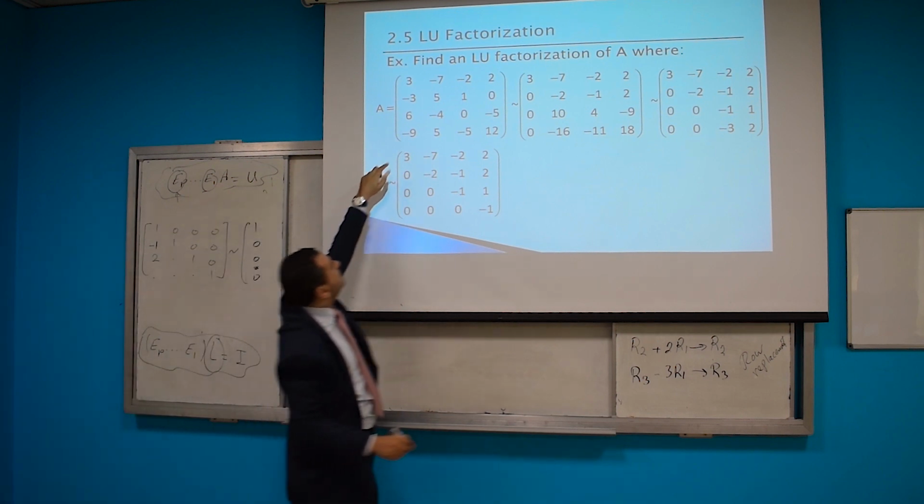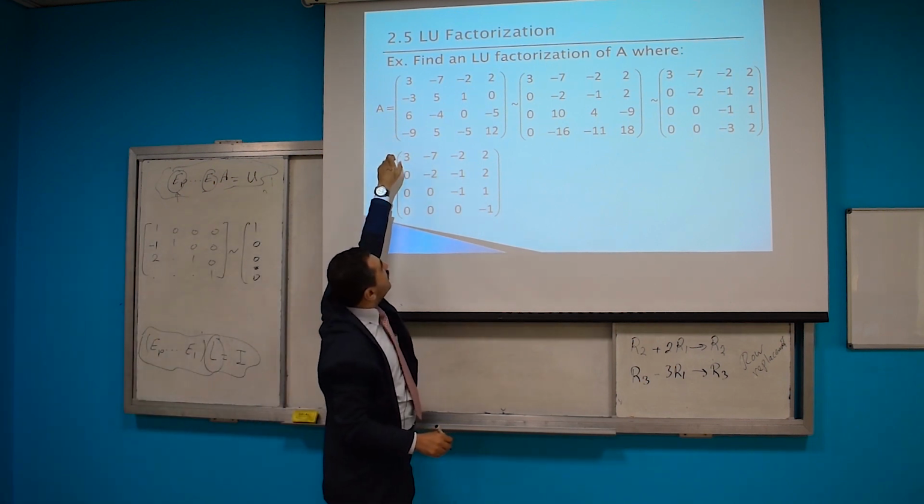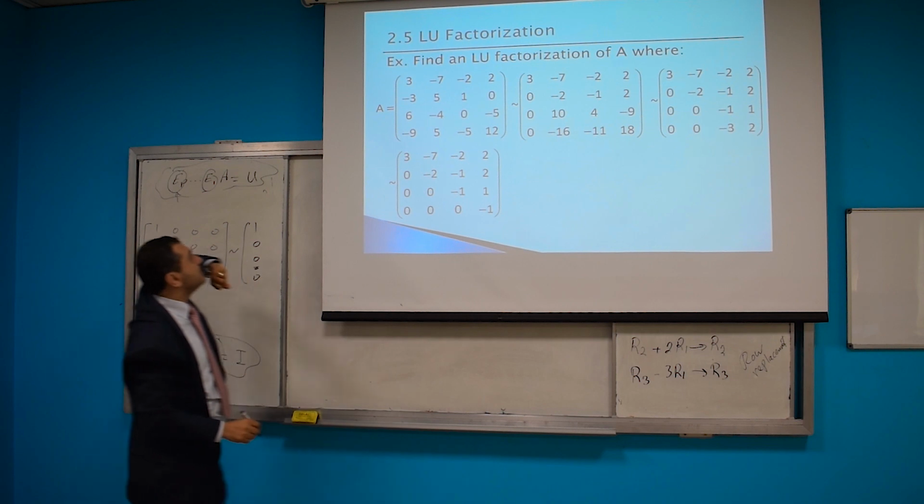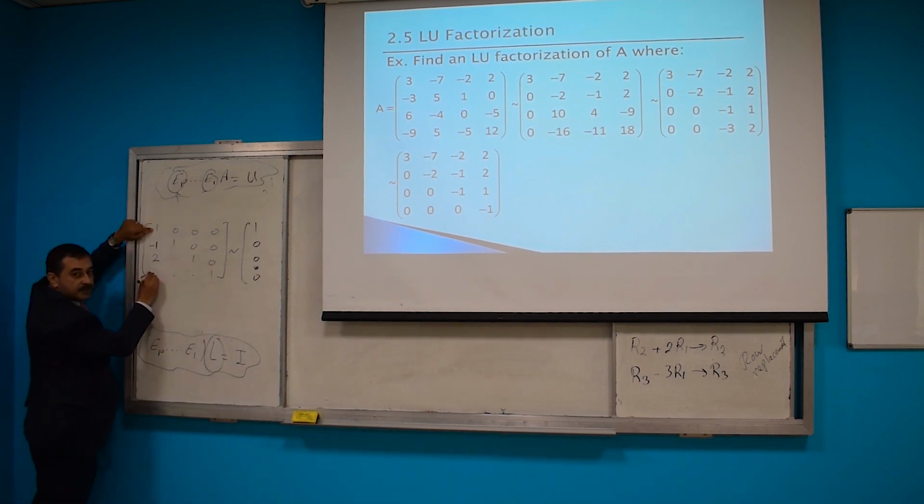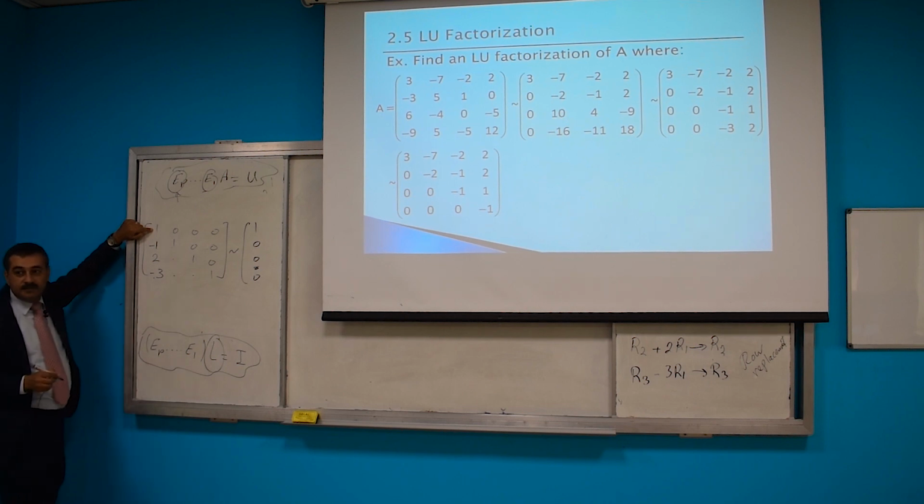For the fourth row, multiply the first by 3 and add with the fourth. Multiply this guy by 3, so I have to put here negative 3. Actually, what are these guys?